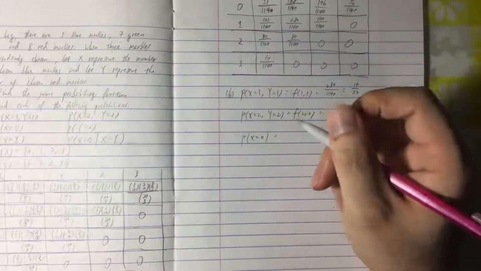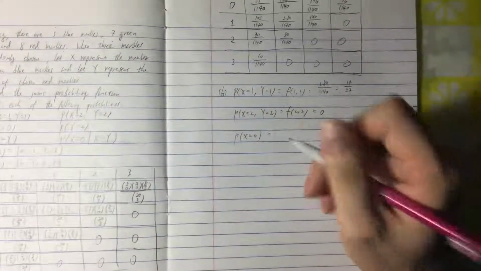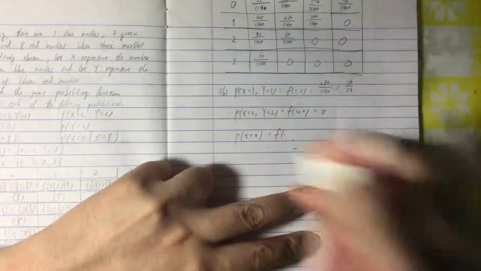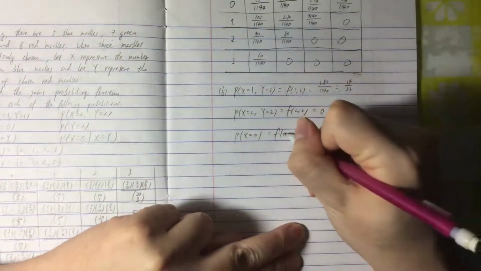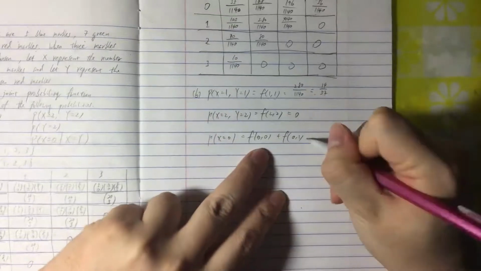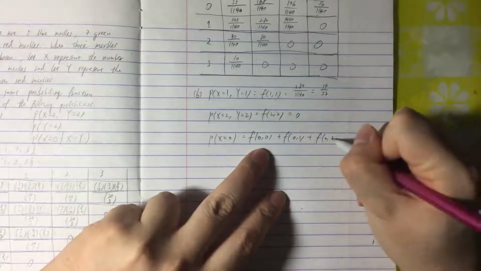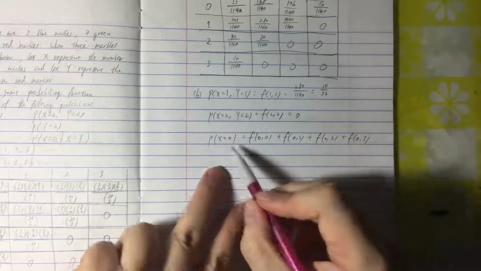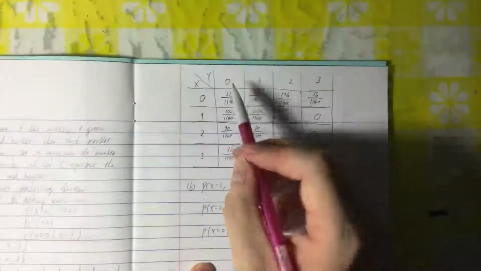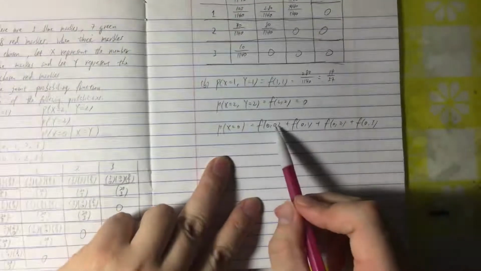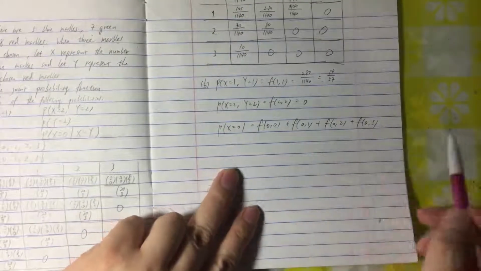When s equals 0, that means y could be any number. So it could be f of 0, comma 0, plus 0, comma 1, plus 0, comma 2, plus 0, comma 3. When s is 0, y could be 0, 1, 2, or 3. Y could be any number.